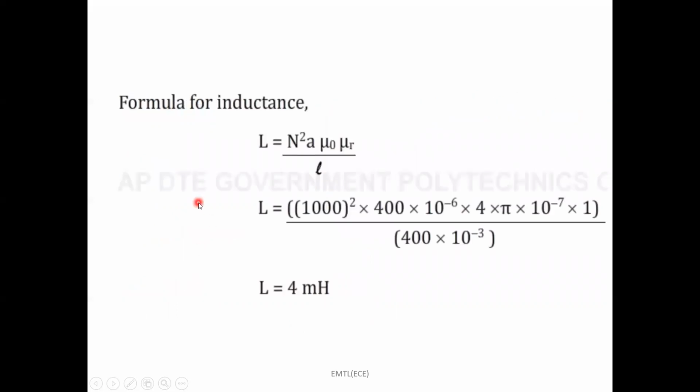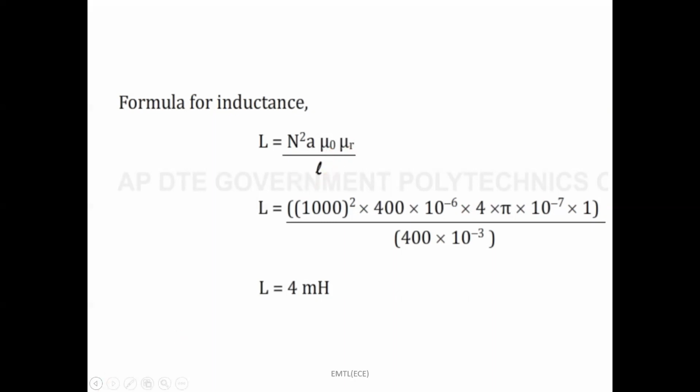Then according to the expression of self-inductance in a toroid, L is equal to N squared A mu naught mu r by l. Here N is the number of turns of the toroid, A is the area of the toroid, mu naught is the permeability of free space, and mu r is the relative permeability. l is the length of the toroid.